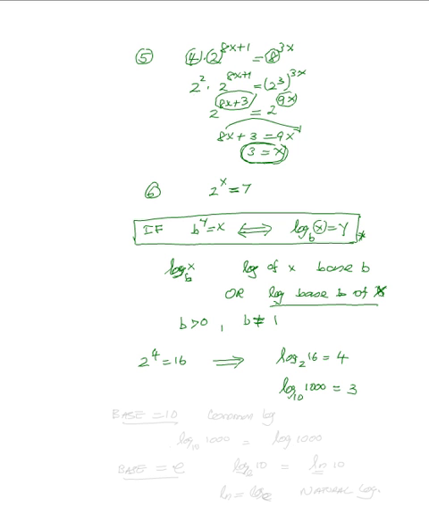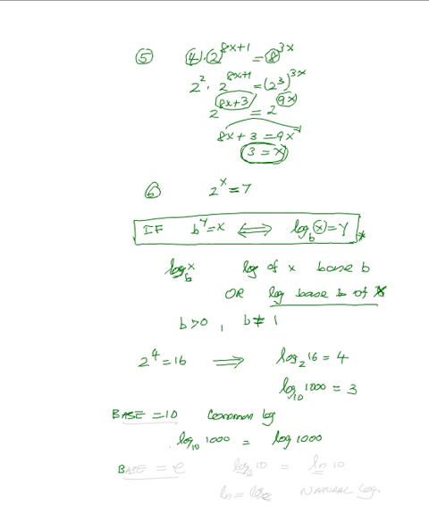In practice, we commonly use two types of bases. One of the bases is base 10. And we use this a lot. So this is called common log. Now, for example, our previous example, log base 10 of 1000, is a common log because it's base 10. Now, since we use them a lot, we don't even bother to write the 10. So if you see something without a base, that means it's base 10.